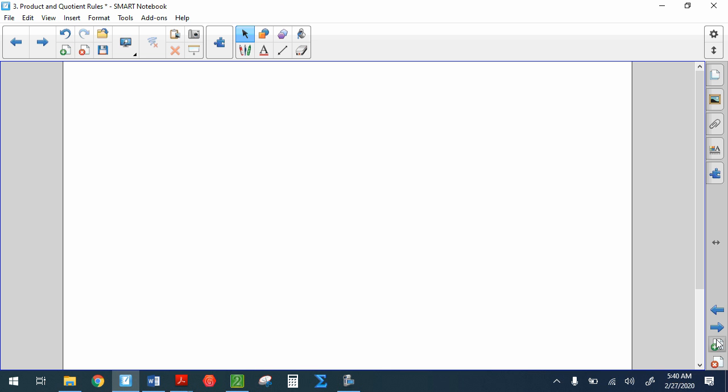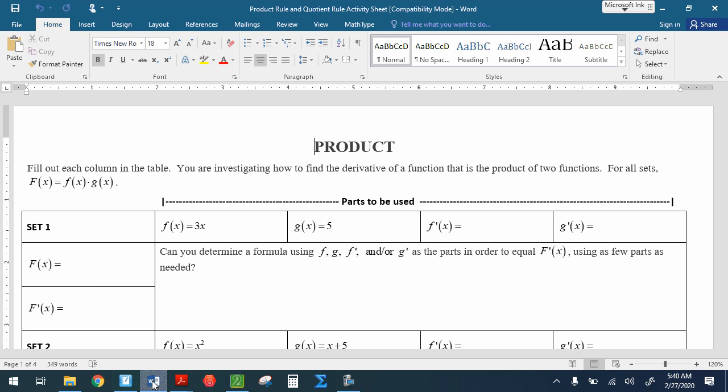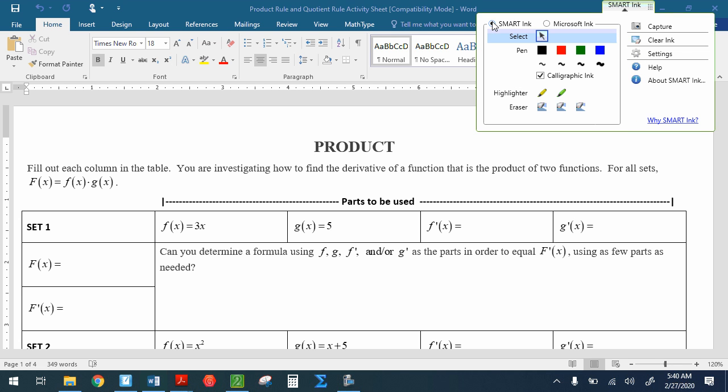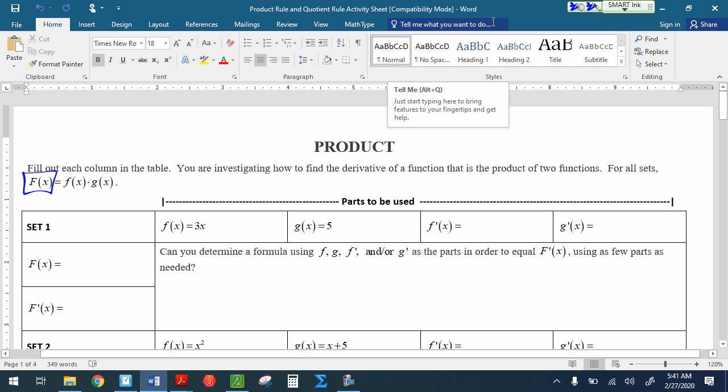All right, so I'm going to pause and pull up the activity. This is for the product sheet, so you can grab yours. It says, fill out each column in the table. You are investigating how to find the derivative of a function that is the product of two functions. For all sets, capital F of x is the function that we're working with, and that's going to equal these two smaller functions together. So the way this is designed is that between the 2 or 3 sets there are, you're going to fill in the boxes.